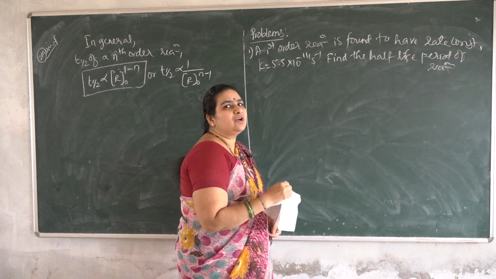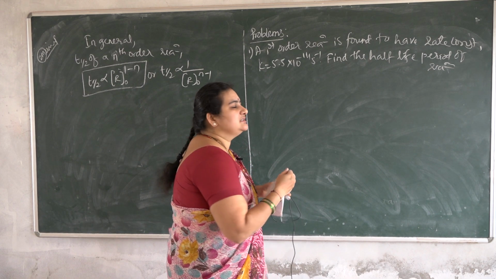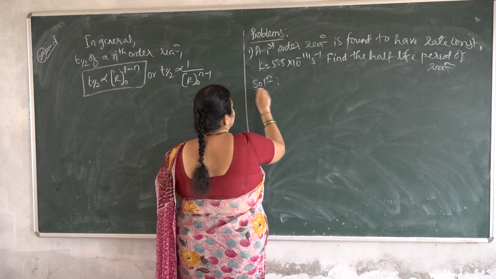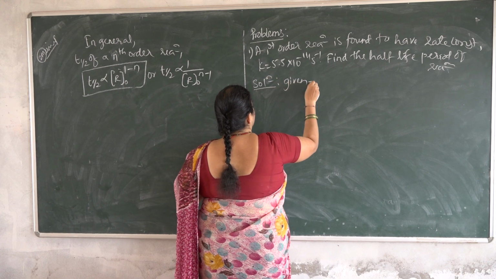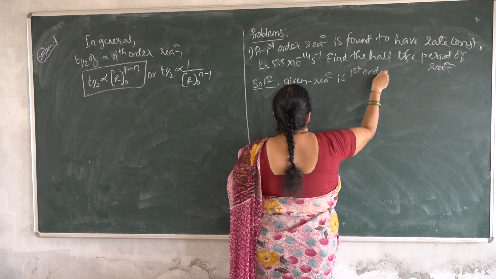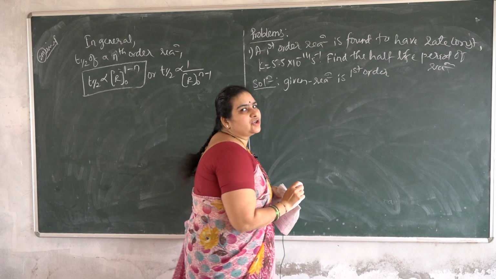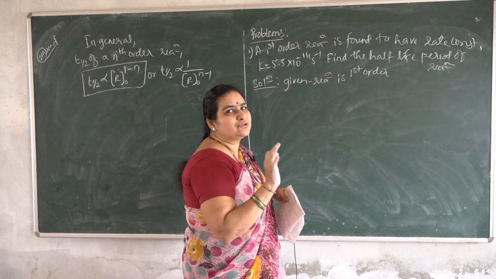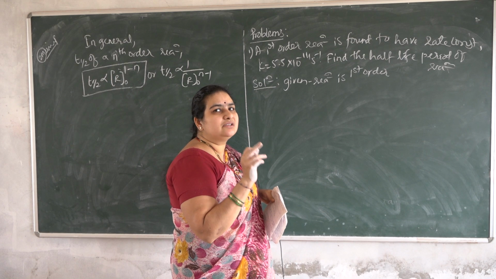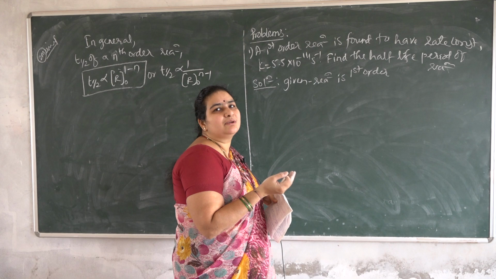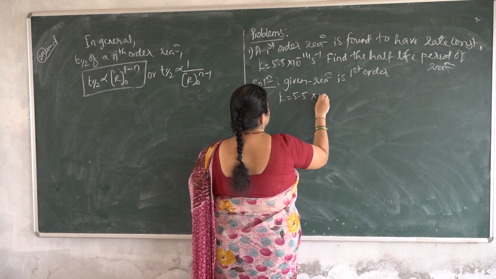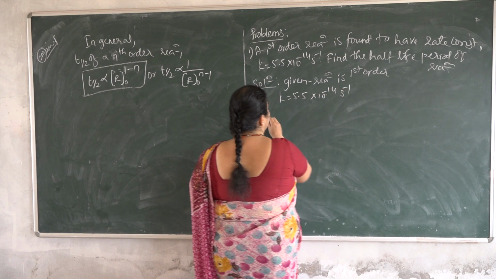First, before solving the problem, write down the given things in the problem. Solution, given: reaction is first order. So write properly whether it is first order or second order. Don't confuse the things. If the question says first order, then you write it as first order. Otherwise, it will be 0 order. Okay. K is equal to 5.5 into 10 raised to minus 14 second raised to minus 1.